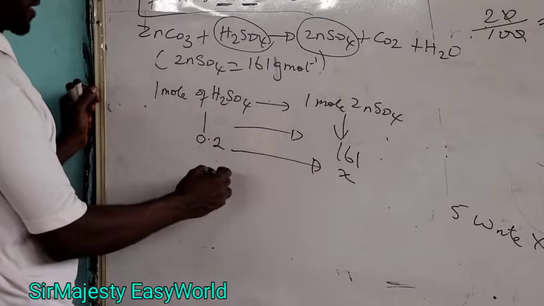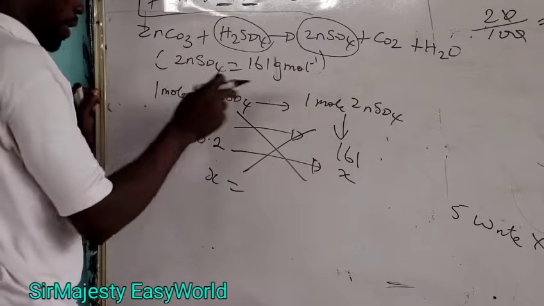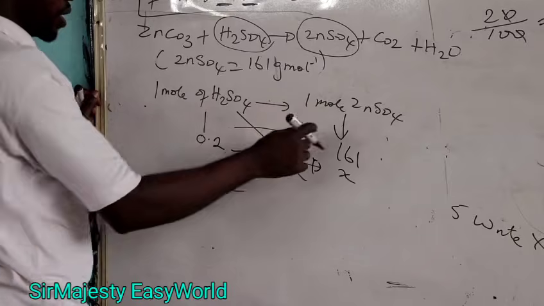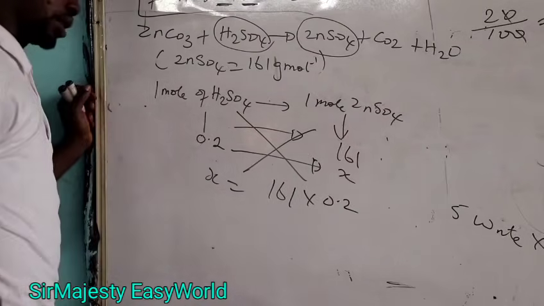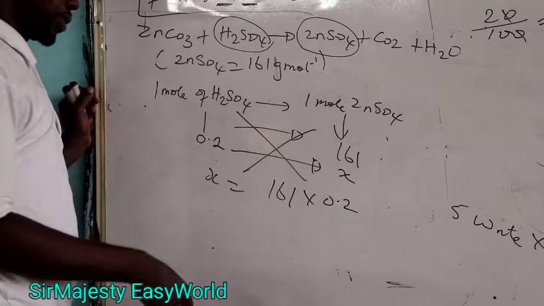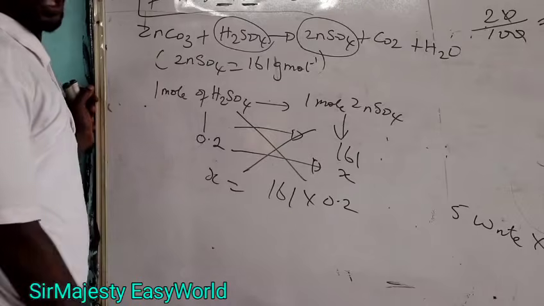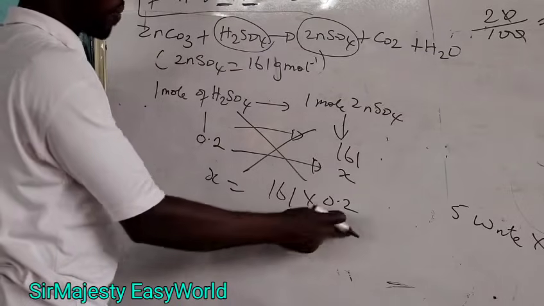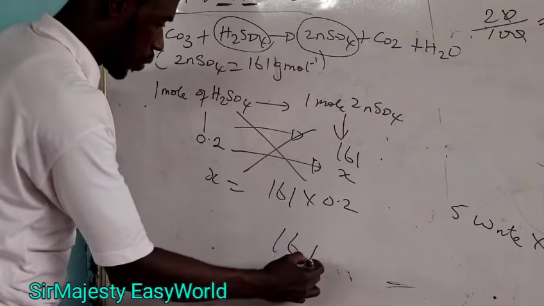What will you have here? We have that x is equal to, that's cross multiply, 1 by x will give you x equal to what? 161 times 0.2. You don't even need a calculator here. If this type of thing happens, count the figures after the point. These are the cheats you need. How many numbers are after the point? 1. Only one number. So you write out 161.